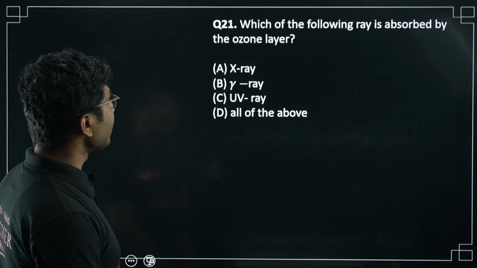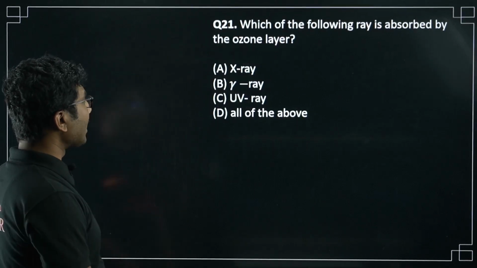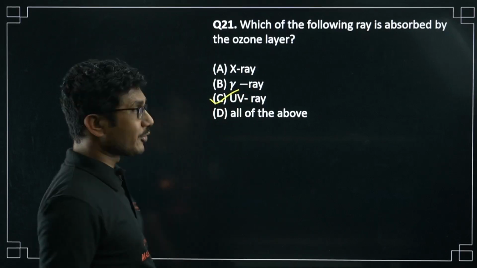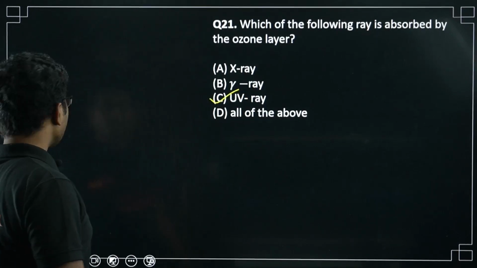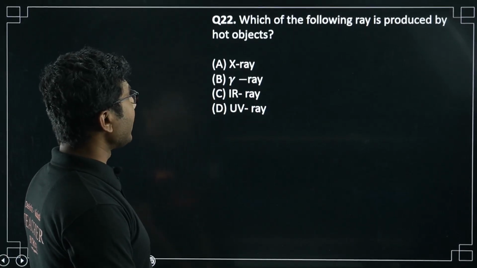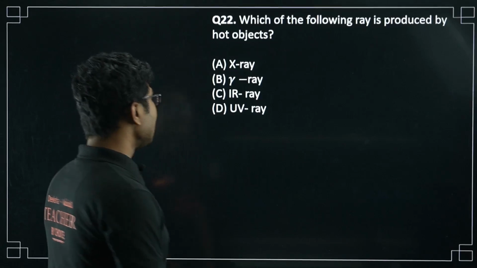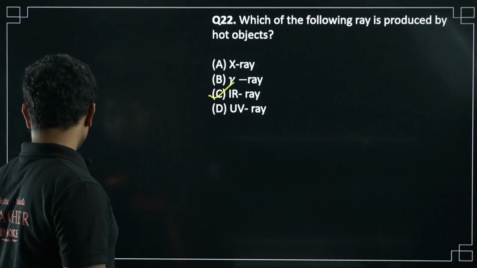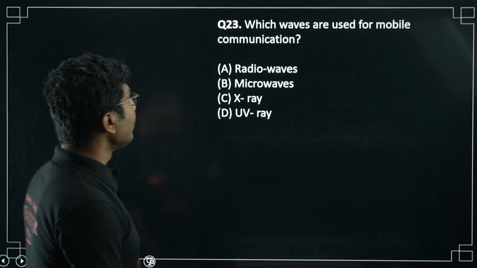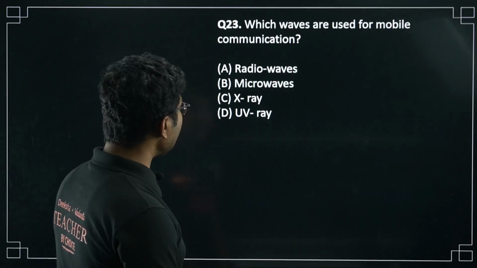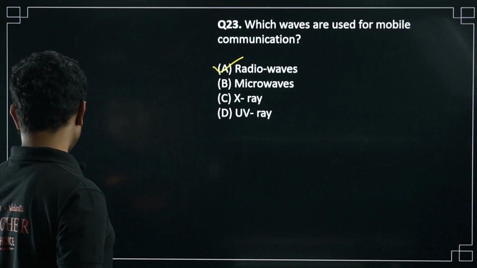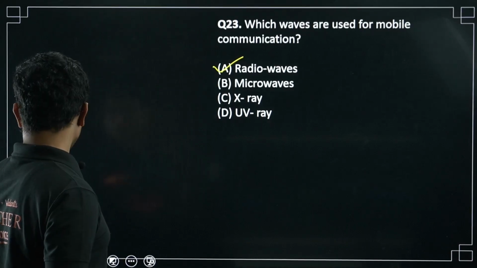Next question, which of the following rays is absorbed by the ozone layer? We already know UV ray. UV ray is absorbed by the ozone layer. Which of the following rays is produced by hot objects? We already explained multiple times, infrared rays. Okay. Next question, which waves are used for mobile communication? Again, radio waves are used for mobile communication, not microwave.